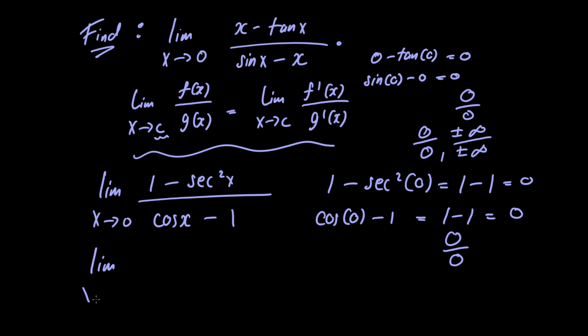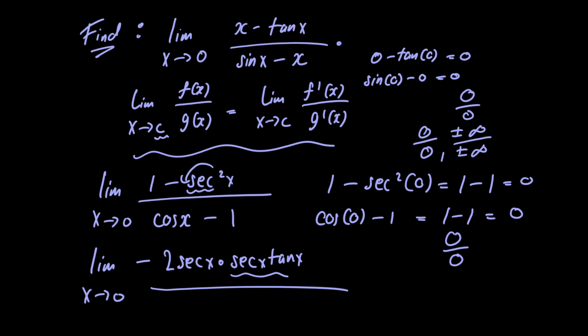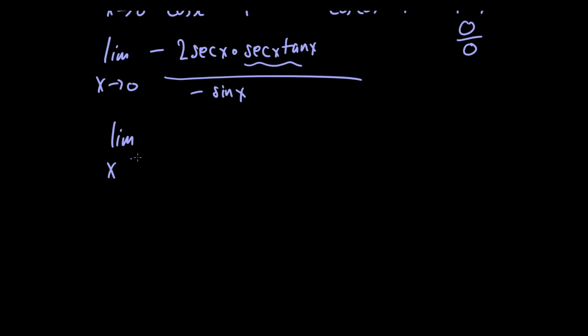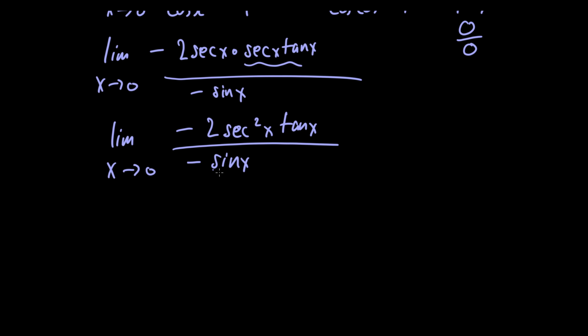Doing so, we have the limit as x approaches 0. Now, the derivative of the numerator is just minus 2 times secant of x multiplied by secant of x times tangent of x. All we've done is use the chain rule, so we've brought the 2 down to the front, multiplied that by the inside part, and then taken the derivative of the inside part, which is this. Now, this is going to be divided by the derivative of the denominator, which is just minus sine of x. If we just tidy the limit up, we have the limit as x approaches 0 of minus 2 times secant squared of x multiplied by tangent of x divided by minus sine of x. And notice we're dividing a negative number by a negative number, so we're just left with the limit as x approaches 0, 2 times secant squared of x times tangent of x divided by sine of x.